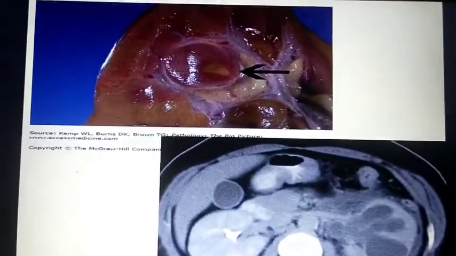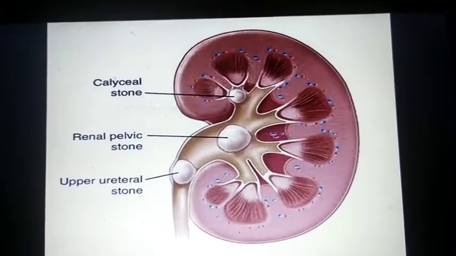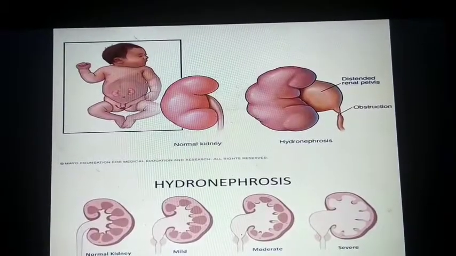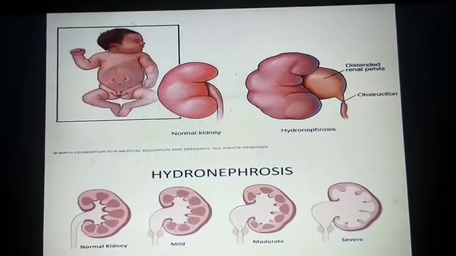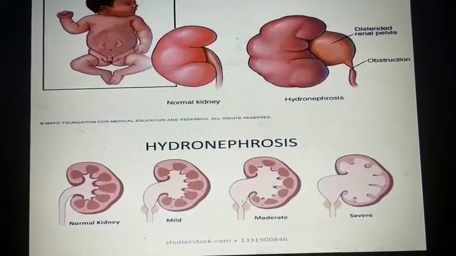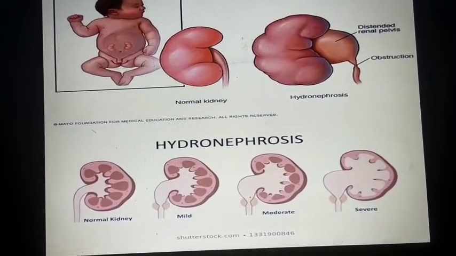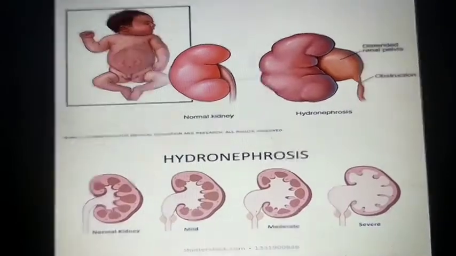This is pyonephritis. Then calculus or stone formation. Then this is hydronephrosis, meaning collection of fluid or water in the kidney. Hydro means water, nephrosis means in the kidney.